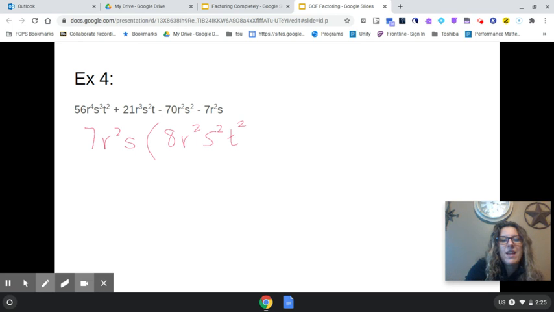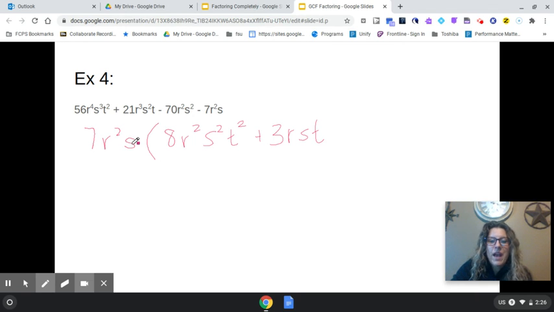Okay, the next term. We are multiplying 7r squared s times something to give me 21r to the 3rd s squared t. Well, 7 times 3 makes 21. R squared times another r would give me r cubed. S times another s would give me s squared. And we didn't factor out a t, so we're still going to have that t on the inside.